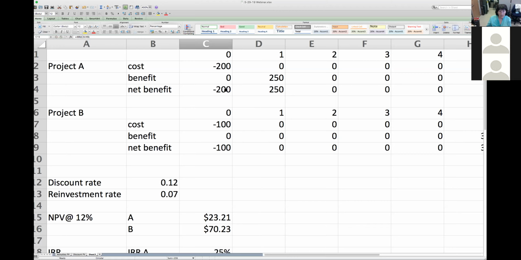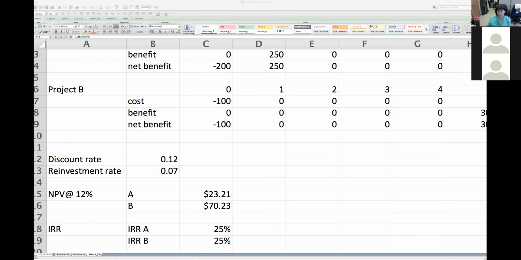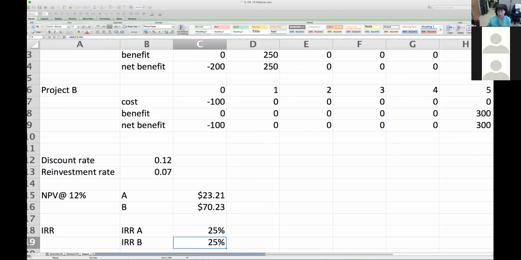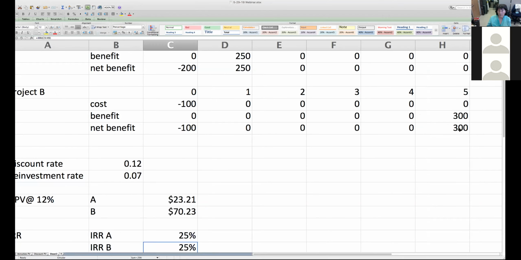So anyway, this one is worth $23.21. Then we come down here and look at this one. Let me pull it out a little more so you can see. Okay, so with this one, we get to year 5 and we get $300.